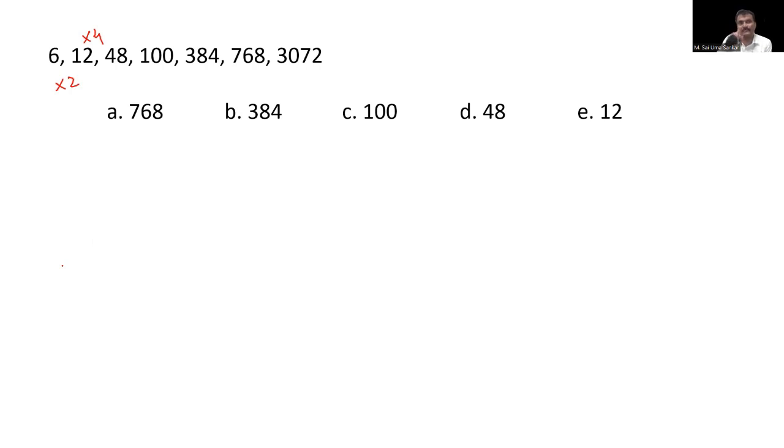6 into 2, 12, 12 into 4, 48, 48 into 2, that is equal to 96. Suppose 96 into 4 must satisfy the condition. 96 into 4, 384 satisfies the condition. 384 into 2, 768. So what happened? Suppose instead of 100, 96 is there, then this sequence satisfies. But here, instead of 96, 100 is there. So what is the wrong number in the sequence? That is equal to 100. Option C is the correct answer.